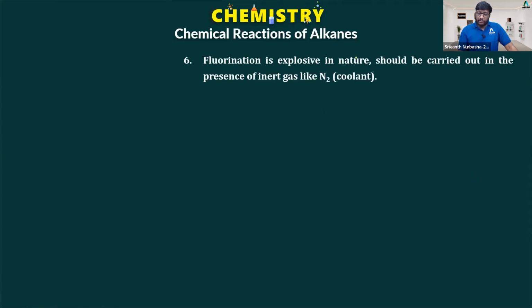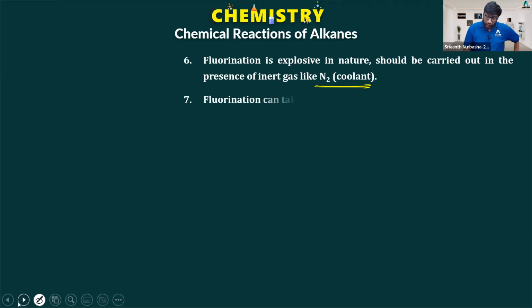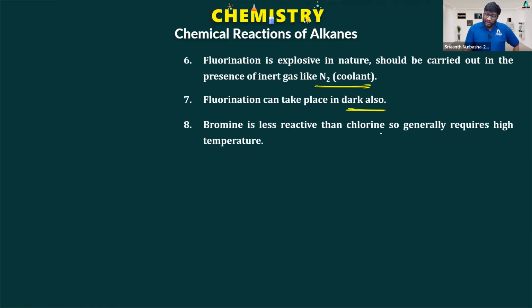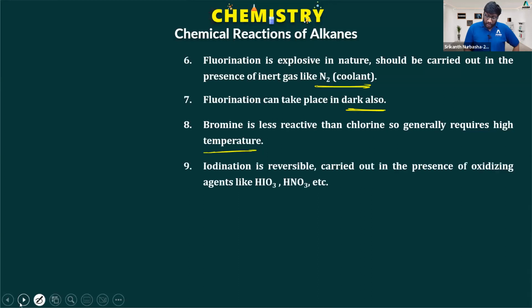Fluorination is explosive in nature and should be carried out in the presence of an inert gas like N2. It is explosive in nature, so it is going to release a lot of heat. So to reduce that heat, we have to use a coolant like N2. Fluorination can take place in the dark too. Bromine is less reactive than chlorine, so bromination generally requires high temperature.